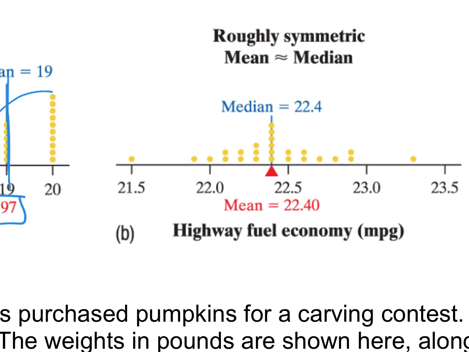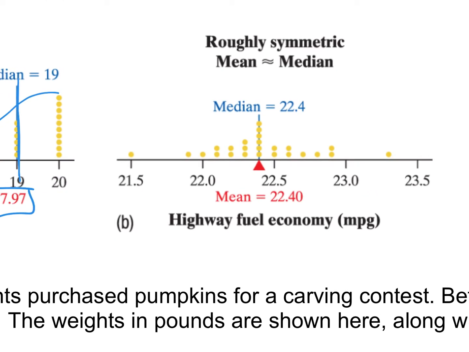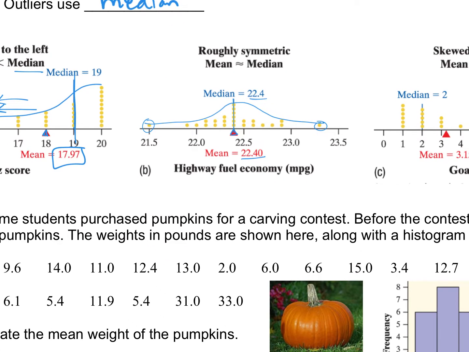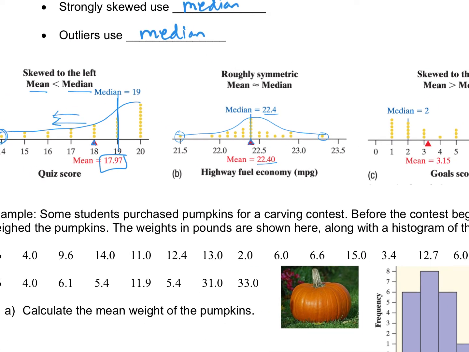Now here you see this is highway fuel economy in miles per gallon, and this is a roughly symmetric graph. We've got a high and a low outlier, but they kind of balance each other out. And so the mean and the median are just about the same, 22.4, 22.4. So you could use either one if you were going to describe the center of that graph.